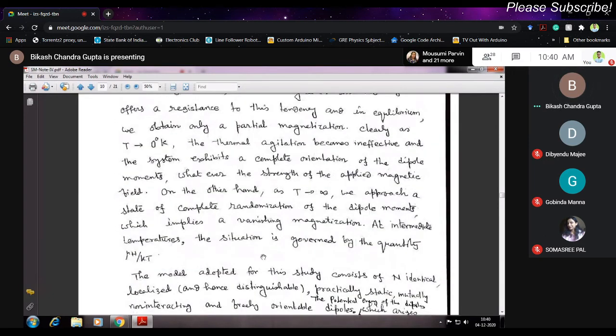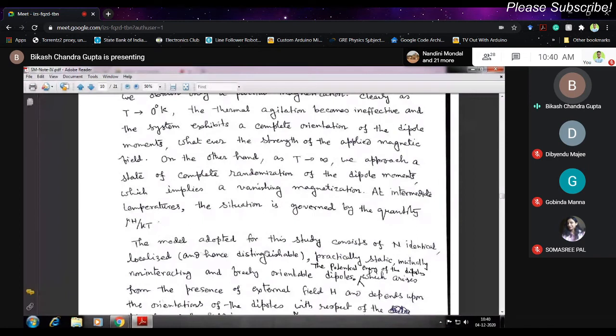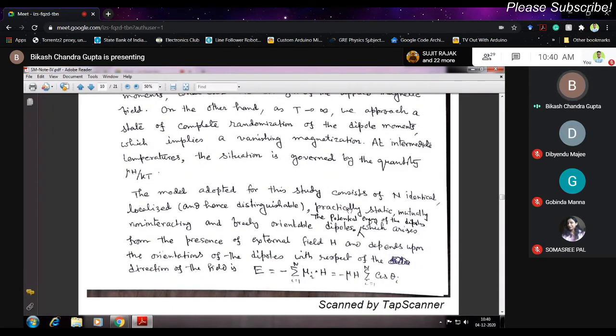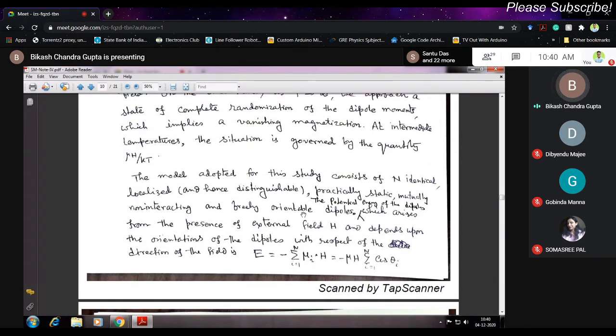Now see, as I said, the model adopted for this study consists of n identical localized and hence distinguishable particles. Here also, you are talking about solids, and therefore you know which atom is positioned at which place. They can rotate about their positions, but their positions are fixed. In that sense, they are distinguishable. Practically, and that is what is written here, they are static, mutually non-interacting, and freely orientable.